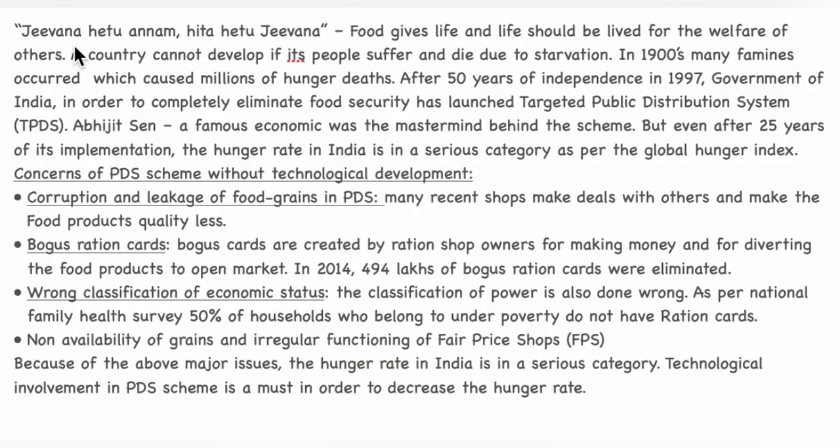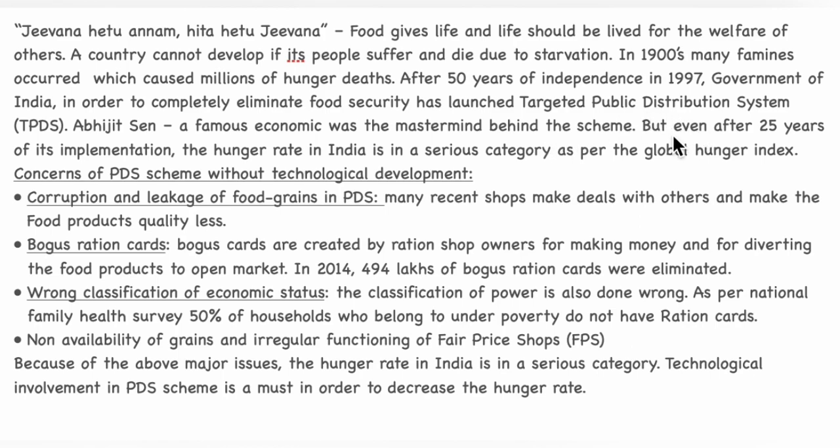I have started with a quote: Jeevana hetu annam, hita hetu jeevana. Food gives life, and life should be lived for the welfare of others. A country cannot develop if its people suffer and die due to starvation. In the 1900s, many famines occurred, which caused millions of hunger deaths. After 50 years of independence, in 1997, the Government of India, in order to completely eliminate food insecurity, launched the Targeted PDS, Public Distribution System. Abhijit Sen, a famous economist, was the mastermind behind the scheme.